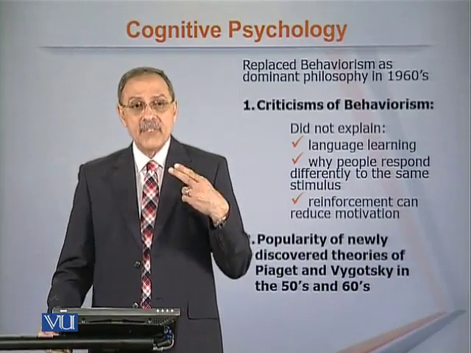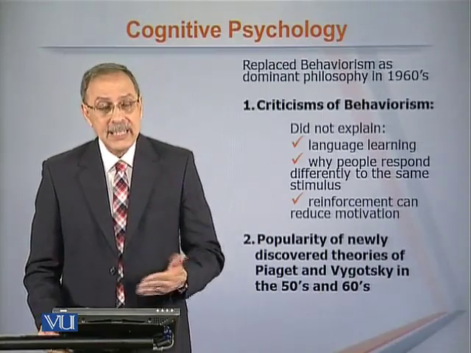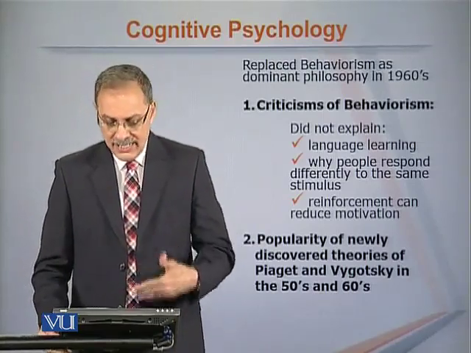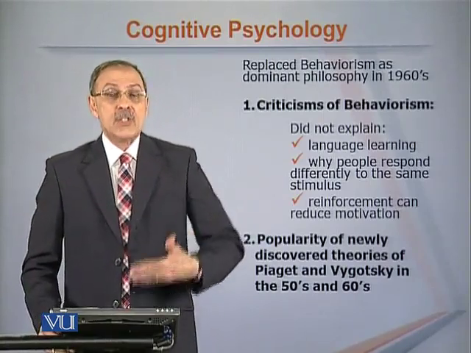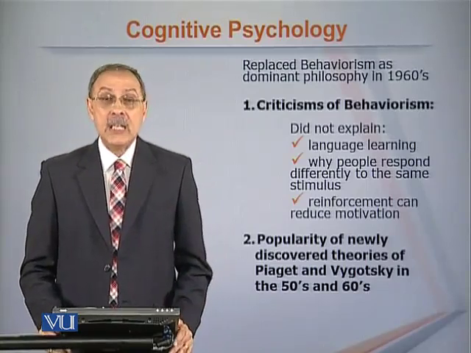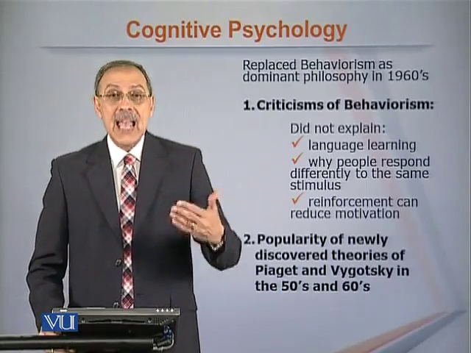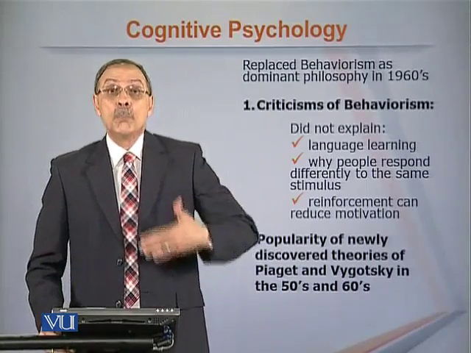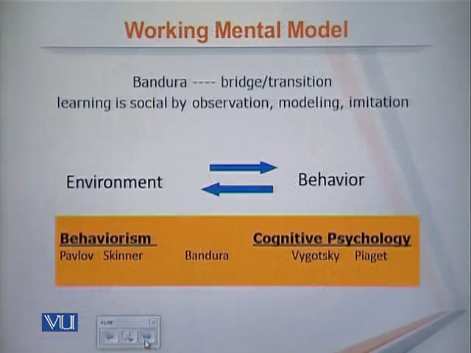Two cognitive theorists are Piaget and Vygotsky, whose work in the 1950s and 60s brought about the popularity of this new science or new field in psychology called cognitive psychology. The ability to think and how thinking happens, to process the thinking in young people's minds. Let us look at a comparison where we can see behaviorism and cognitive psychology. This is a working mental model.